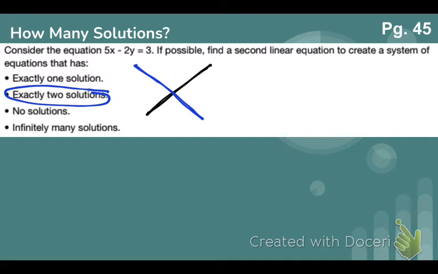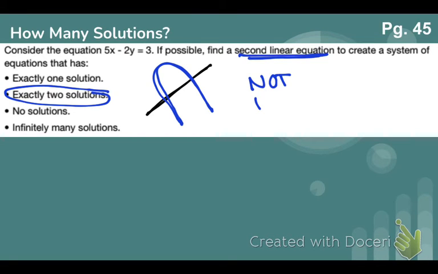Would we ever have a line that could cross it twice? No. To have 2 solutions, we'd have to have something that looks like that, like a parabola or something. But they asked us for a second linear equation. So that one's a little bit of a trick because it's not possible to have exactly 2 solutions, because if we have 2 lines, they're only ever going to have that one intersection.